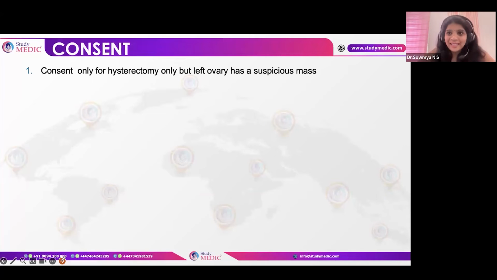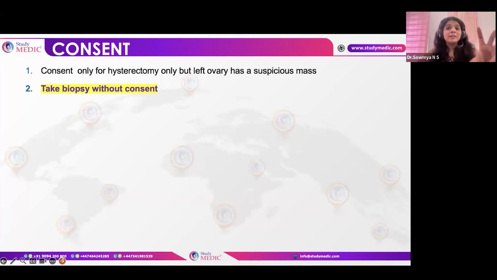Let's move on. Consent, because you get a lot of questions on consent. So that's the reason I have added all this. Consent has been given only for hysterectomy, and the left ovary is a suspicious mass. Okay, what you do is you take a biopsy. Obviously, you don't need to have a consent for a biopsy. And obviously, if it is frozen or something, you can always even take omental biopsies, peritoneal wash, because you're seeing a suspicious mass. And to proceed with hysterectomy, if you're suspecting cancer, obviously it depends on the scenario, but just answer the question asked.